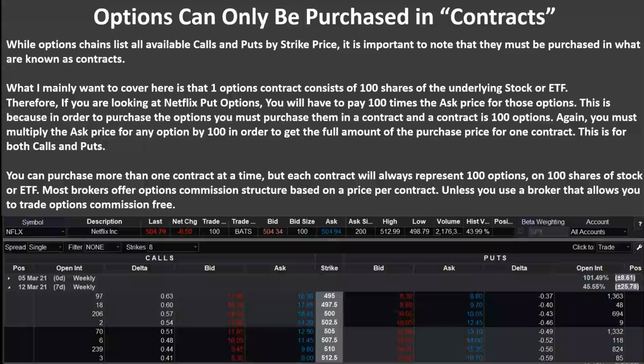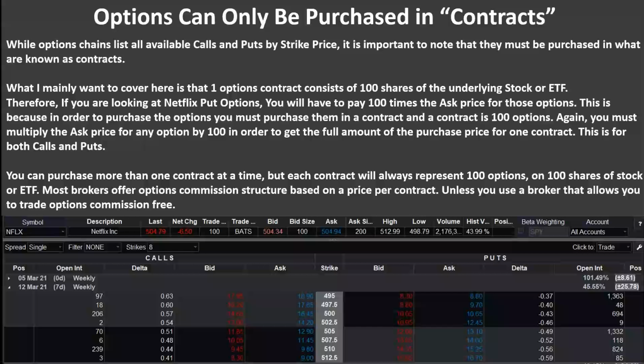Now, I've started to see smaller lot sizes. They do exist now, where I think some brokerages are letting people buy them, like in little mini contracts. But the prevailing way to do this, the way that it's always been done, is 100 options per contract. And you're going to see that way, way more often than anything else.